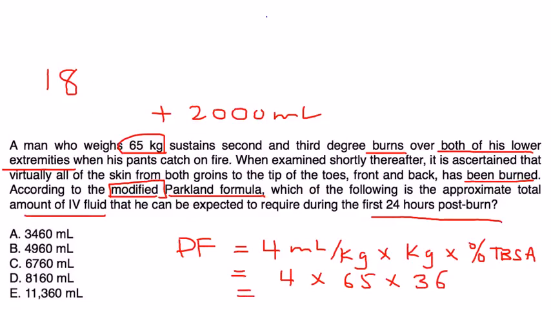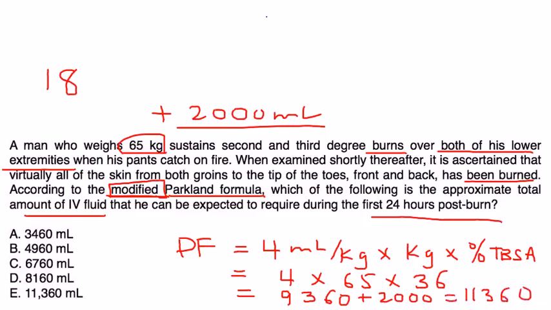So that would give you a total of 9,360 for the regular Parkland formula. Now when you have a modified and you're adding an additional 2,000, this brings you up to 11,360, and that is choice E.